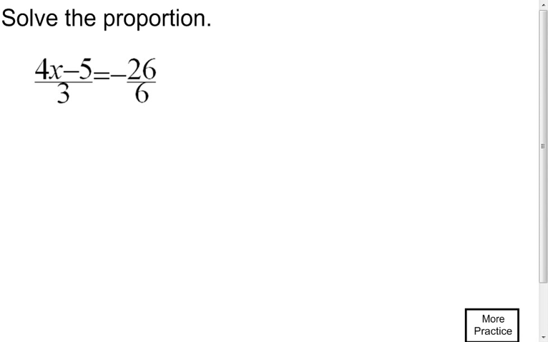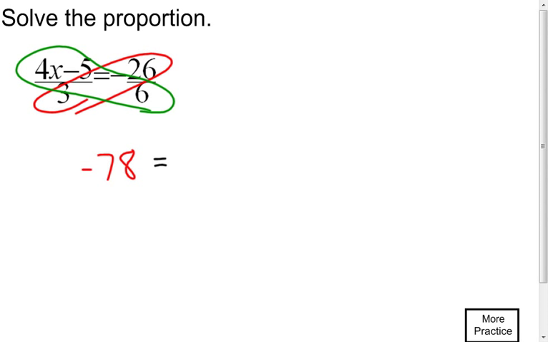My next example is another proportion, and I'm going to use the same technique I did last time. I'm going to cross-multiply. I'm just going to start this way, and I'm going to take that negative 26 over 6, and I'm going to look at the negative as being a part of the numerator. Now, if I wanted to, I could put the negative in the denominator. It doesn't matter. But 3 times negative 26 is going to put us at negative 78, and that's going to equal what I get when I cross-multiply this way.